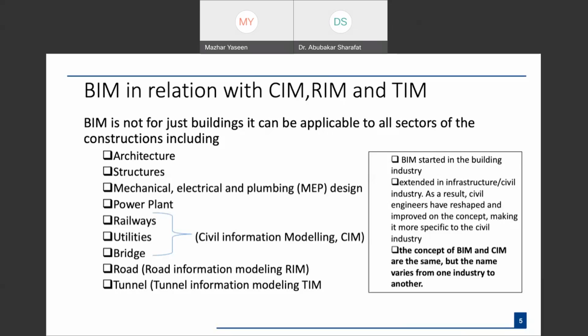Now BIM is becoming very specific for every field. It has been applied recently in railway projects and bridges, and we are moving towards calling it CIM, or civil information modeling. Then there is the concept of railway information modeling, which we can call RIM. Similarly, the concept for tunnel information modeling is called TIM.